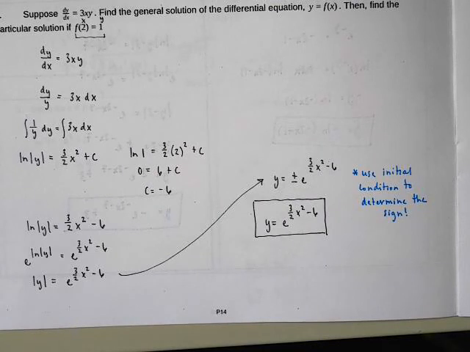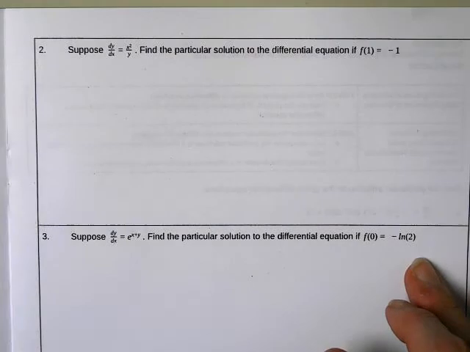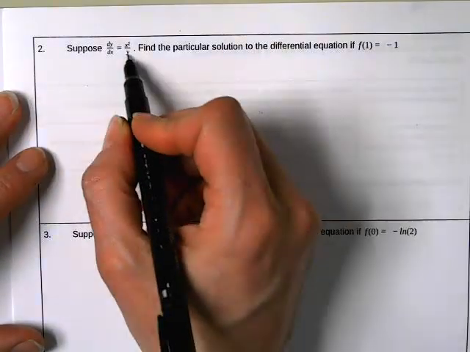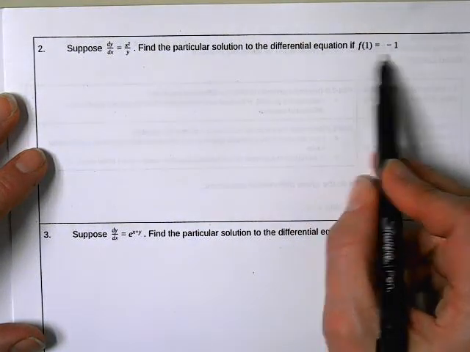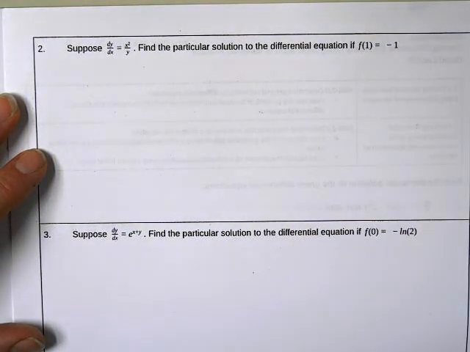All right, let's go ahead and look at another example. We'll go on to number 2. So now let's see what we have here. dy/dx equals x squared over y. And again, we're finding the particular solution if we have this initial condition.